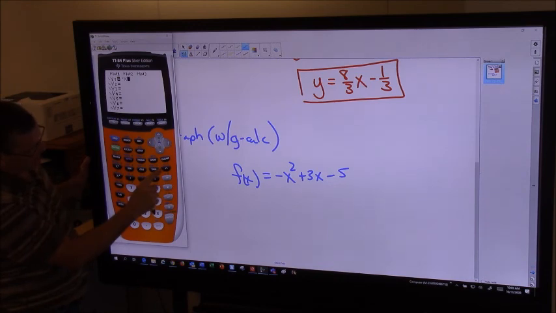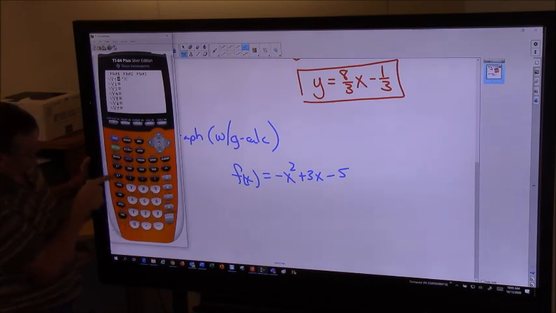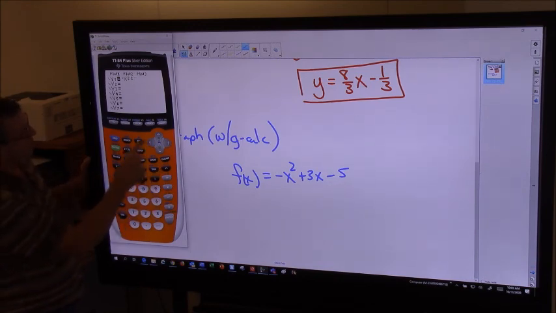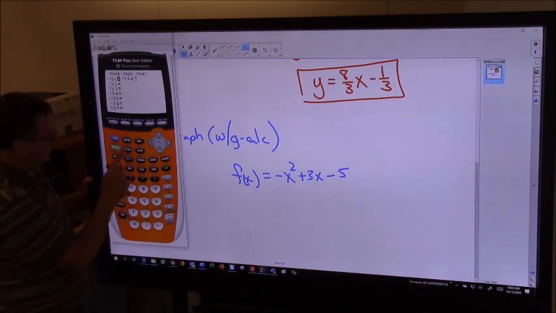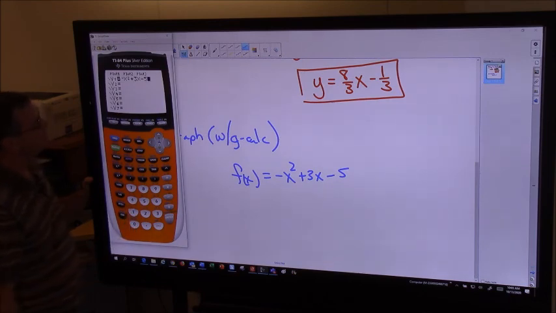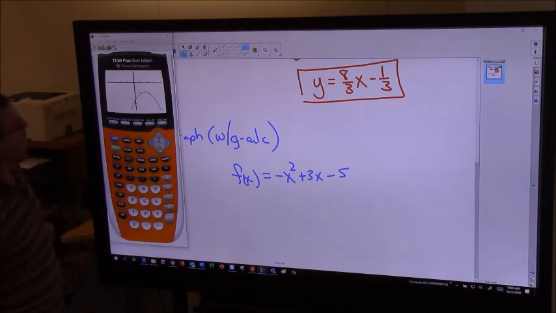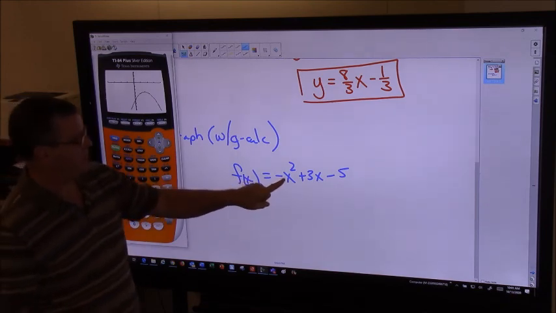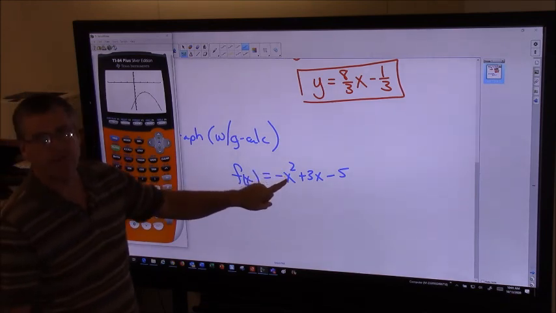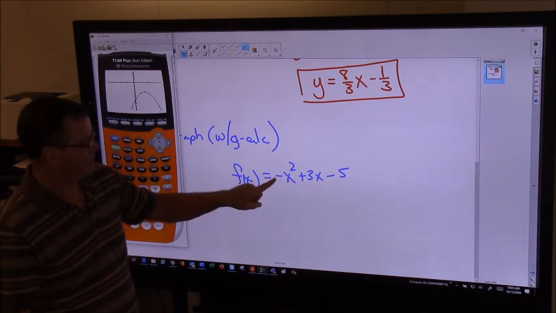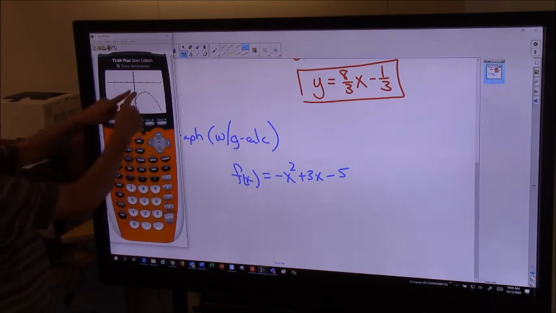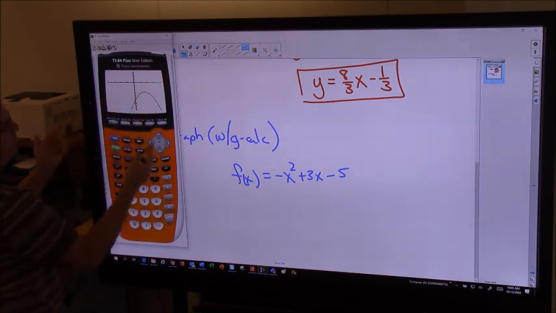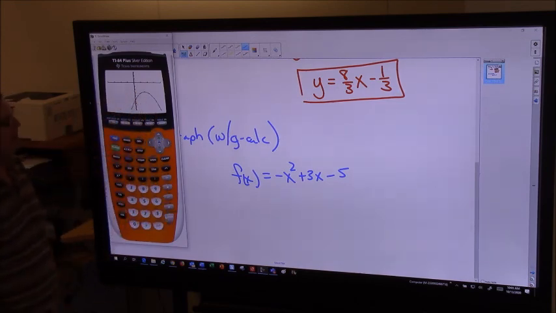You can either do the caret with a 2, or there actually is an exponent of 2 right here, and so we can use that if we want. Plus 3x minus 5. So I hit graph. I know from past experience that whenever I see an exponent of 2, what I'm graphing is a parabola. We should all know that this is going to flip the parabola upside down, which I see right here. And parabolas just go on forever, so really I've got my complete graph right there.